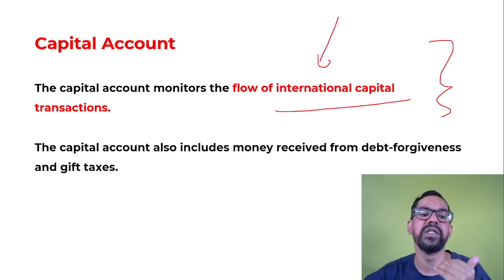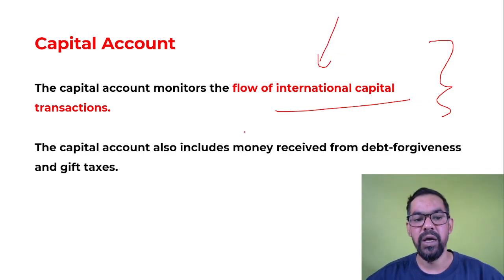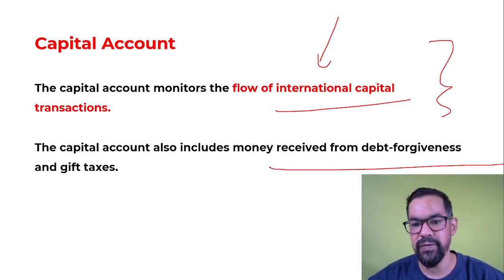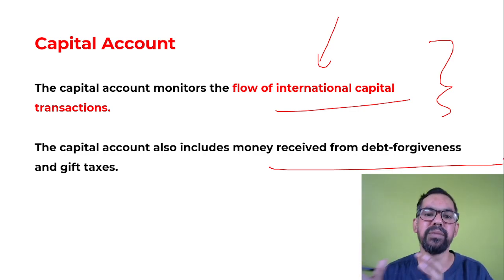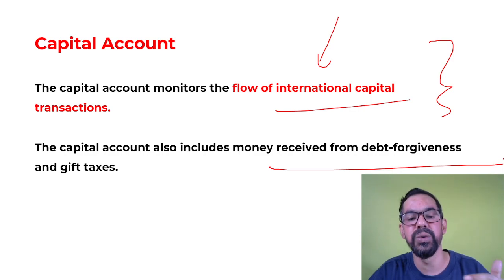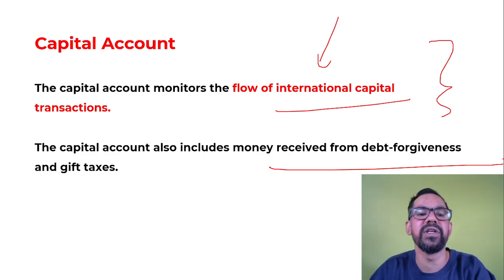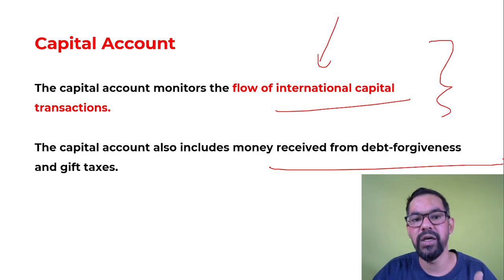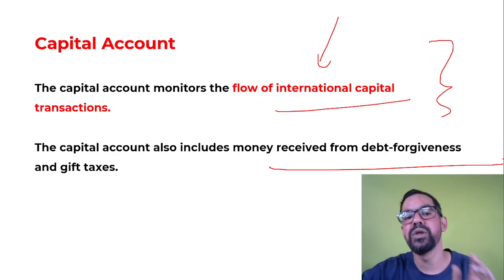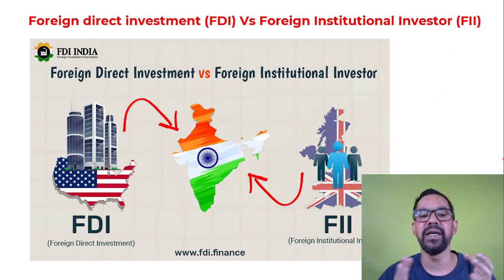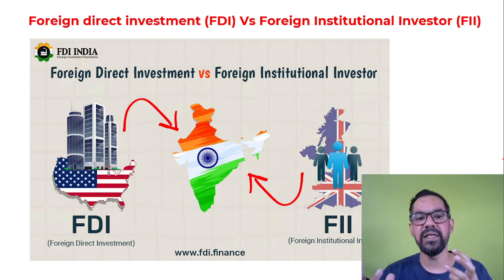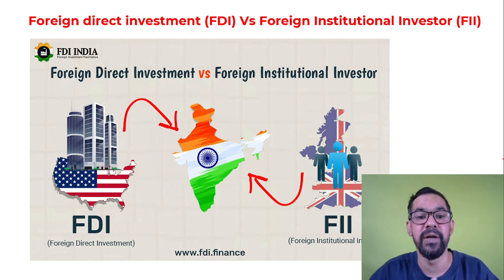These particular monetary transactions generally come under your capital account. Capital account also includes money received from debt forgiveness, which means grants. So let's say the IMF gave 100 million US dollars in grants to any Indian state. That will generally come under your capital account. Gift taxes: if there are any gift taxes, that will be part of this particular account only. Okay, so balance of payment is nothing but a statement of all the monetary transactions that happen during a financial year or a specific period.